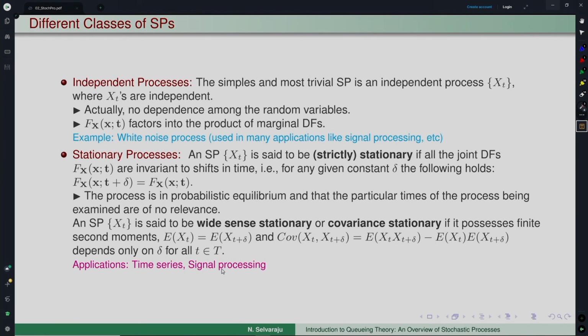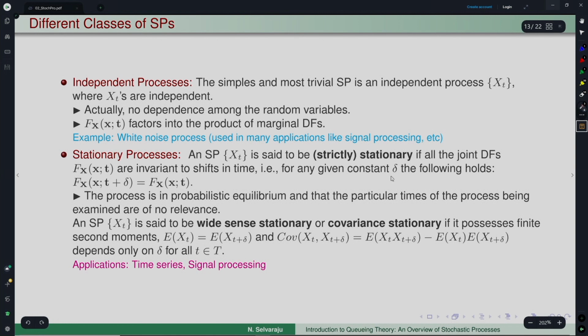And the other group is what we call stationary processes. Again, the word stationary we are referring with respect to time. So, a stochastic process is said to be stationary, or sometimes strictly stationary, if their joint distribution functions, which we write down as the FDDs, are invariant to shifts in time.